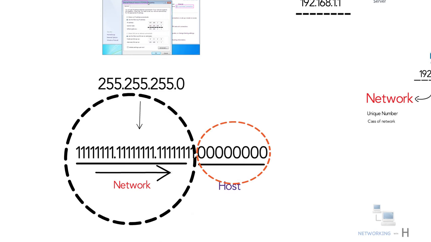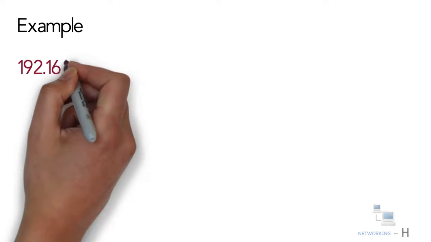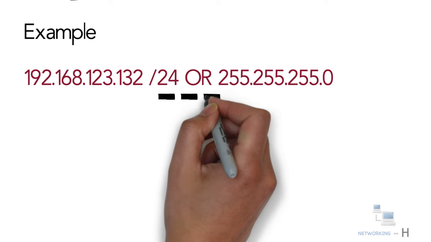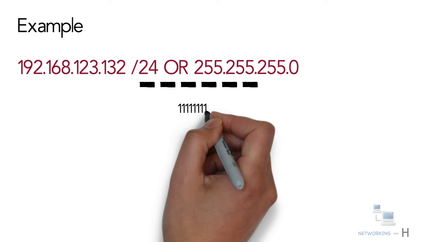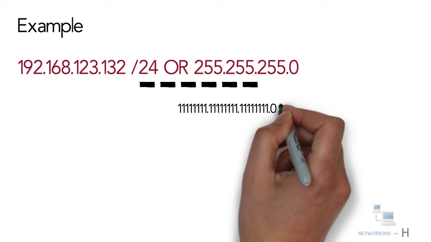Note that the subnet mask does not actually contain the network or host portion of an IP address. It just tells the computers where to look for these portions in a given IPv4 address. Let's take an example to determine the network address and the host address of the IP 192.168.123.132. In this example, the subnet mask is /24, or you can call it 255.255.255.0. So the subnet mask, if you convert it to binary, will be 24 ones and 8 zeros.